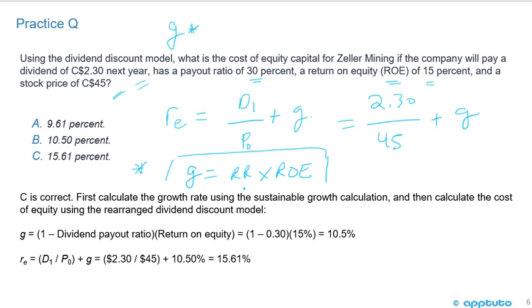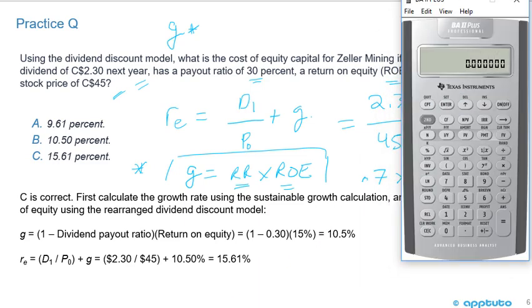The sustainable growth rate is the retention rate of the dividends times the ROE, which makes sense. They're giving us the payout ratio of 30%. So the retention rate would be 1 minus 30%, which is 0.7. And they're giving us the ROE of 15%, so it'd be 0.7 times 15. If I bring up the calculator, 0.7 times 15, we have a G of 10.5%, okay?